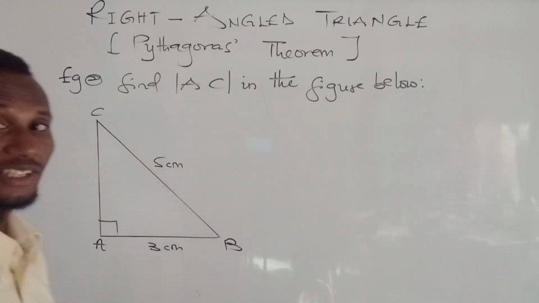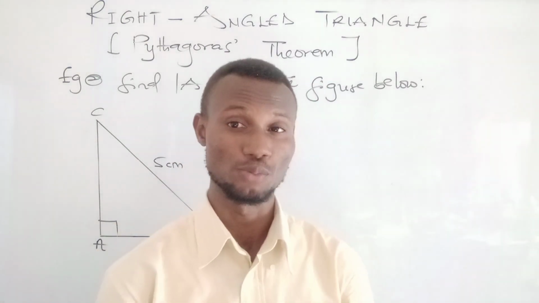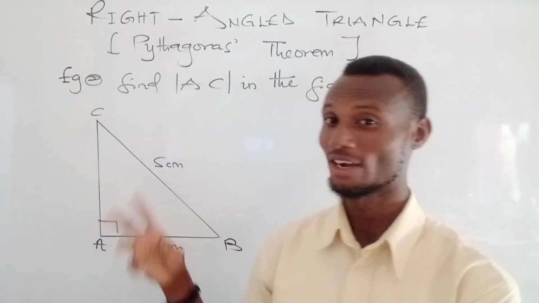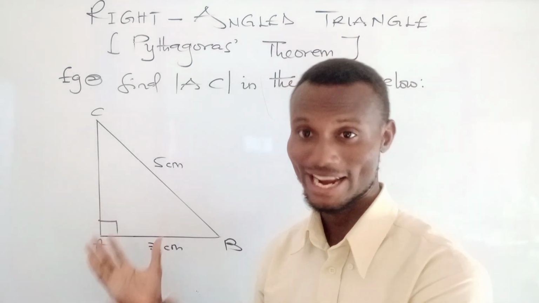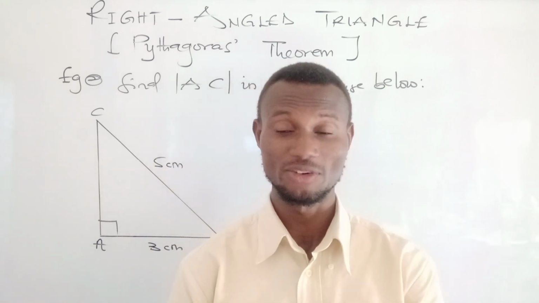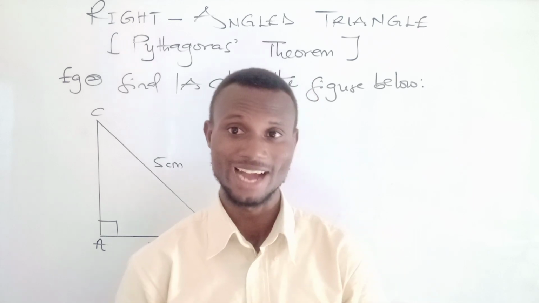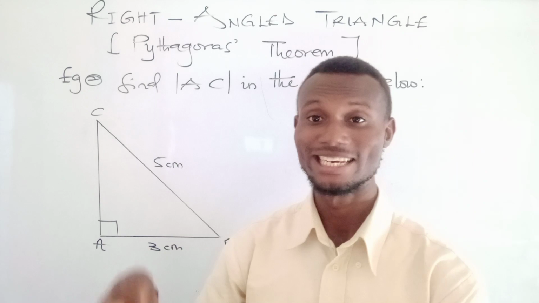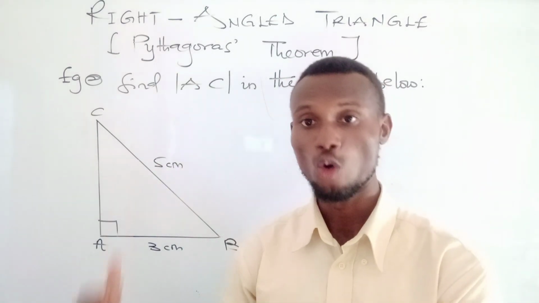I've explained to you in the previous videos that anytime you are given a question on the right angle triangle which demands the use of the Pythagoras theorem, like this one, the first thing you do is to write down the Pythagoras theorem formula. That's the first thing. You write down the formula which says that the square of the hypotenuse should be equal to the sum of the square of the adjacent and the opposite.